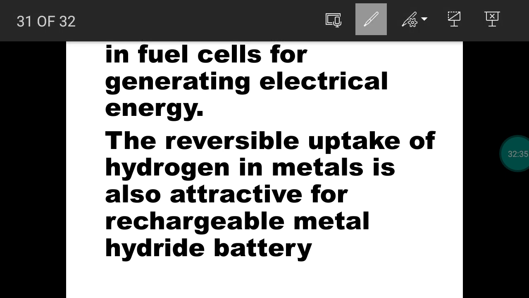Then I told about fuel cells. Hydrogen gas and oxygen gas combine to produce a water molecule with a large amount of energy, like an explosive reaction. Due to the liberation of more energy, it will be converted into electrical energy. So a fuel cell provides electrical energy. Then we have a rechargeable battery. A metal hydride battery is available. It is a rechargeable battery.